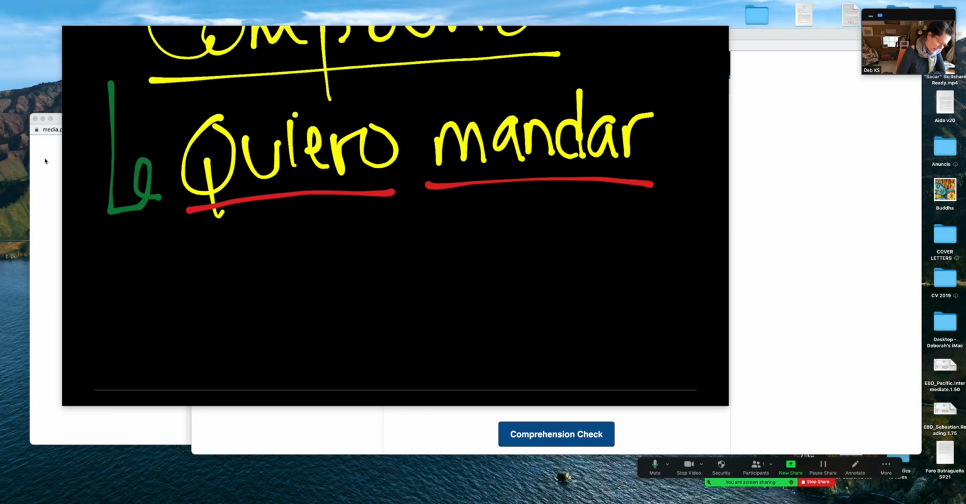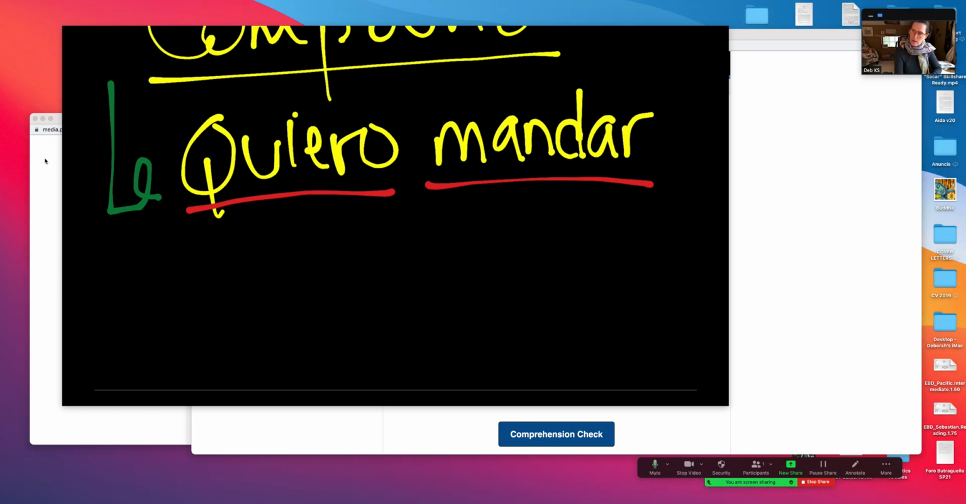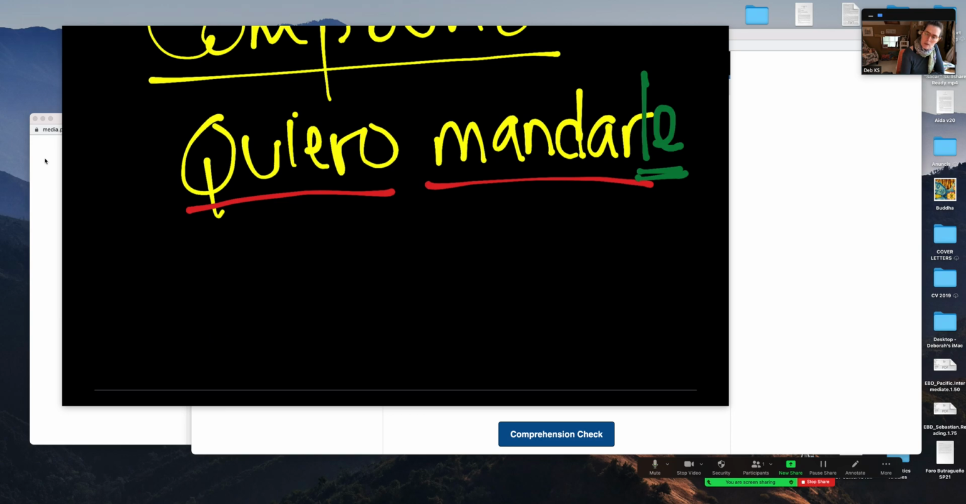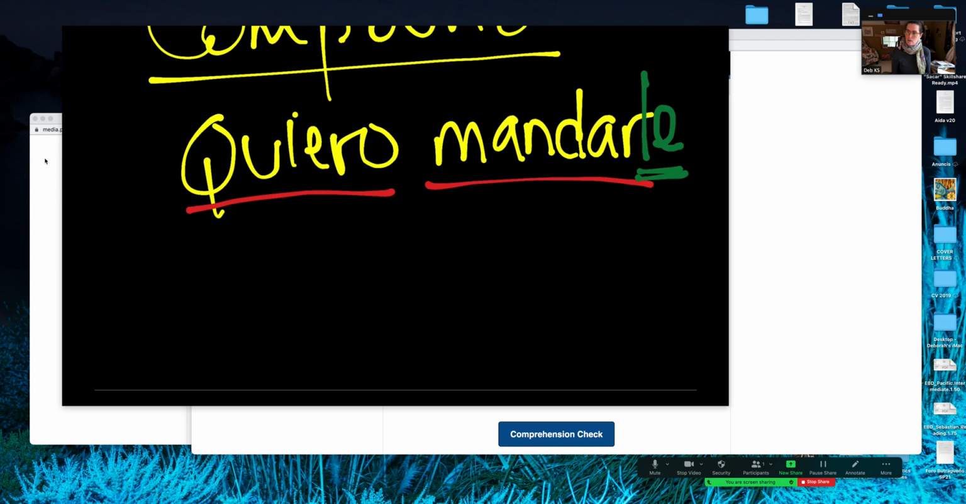You can put the le here. Le quiero mandar. I want to send to him, whatever. Okay. And now, the other way. Quiero mandarle. And notice that I'm putting this one here attached. So the rule is you can put it at the end attached or at the beginning detached.